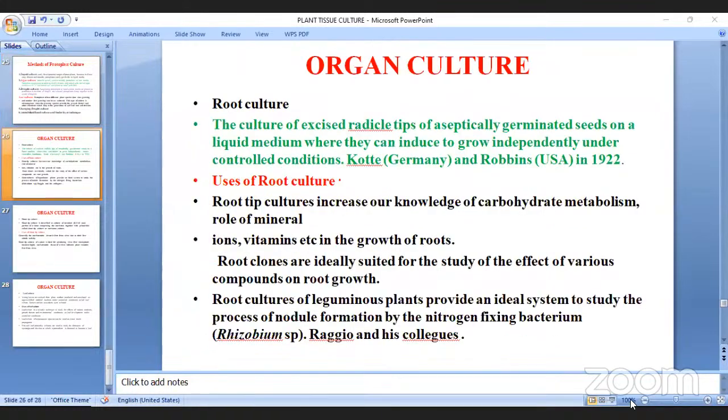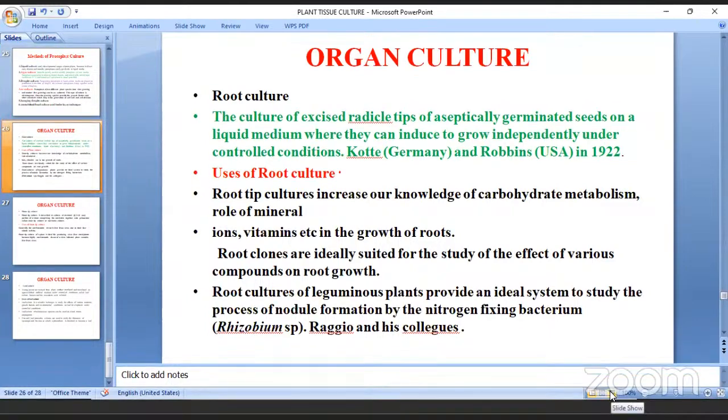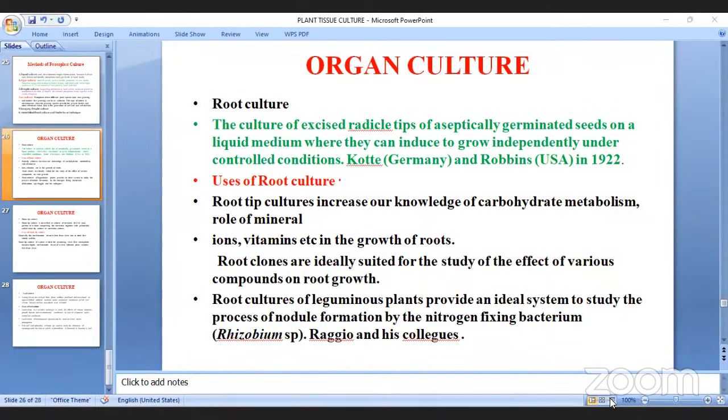Organ culture. Here organs may be root or shoot or leaf. Any one can act as an organ culture organ. So if you see the organ culture, first let's discuss root culture. In root culture, we select, just wait, let me take the marker.